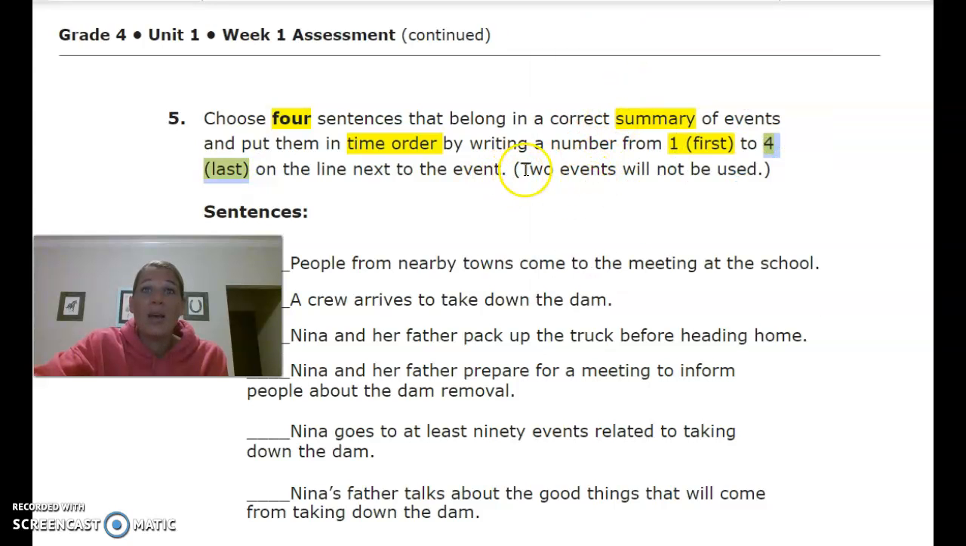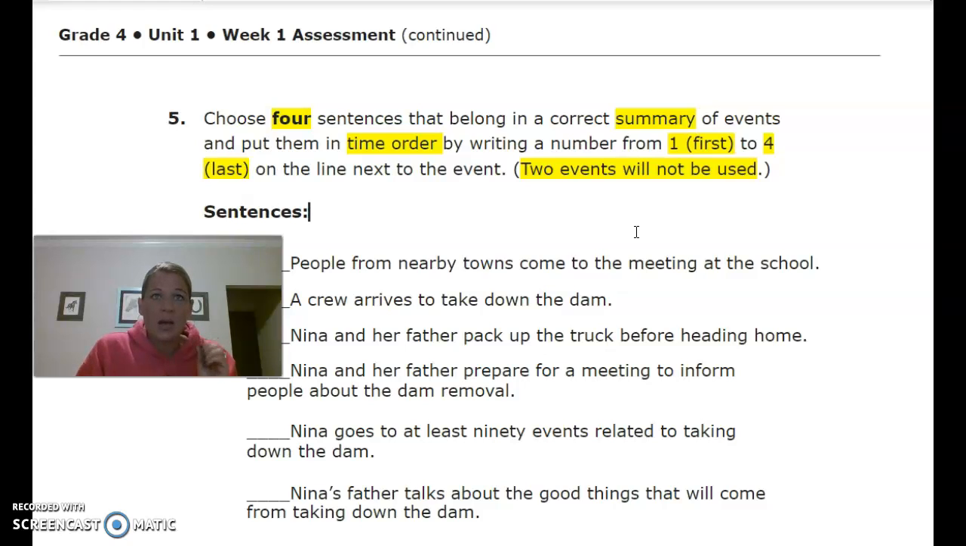And by the way, 2 of these events will not be used because you're only doing 4 and they gave you 6. Okay, friends, so this is a very chunky question. It's got a lot of information, which is why it's important that we analyze. I'm choosing 4 of the 6, only 4, that I would put in a summary. Who did what, when, where, why. Those basic informations that we look for in a story. And then the correct order they happened.